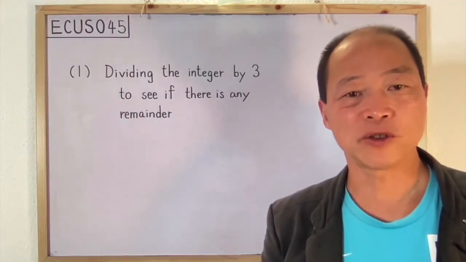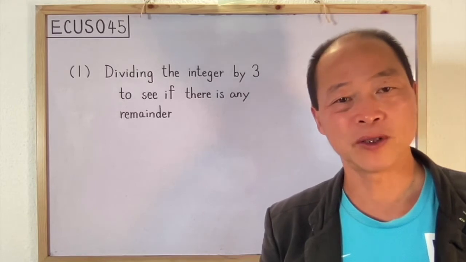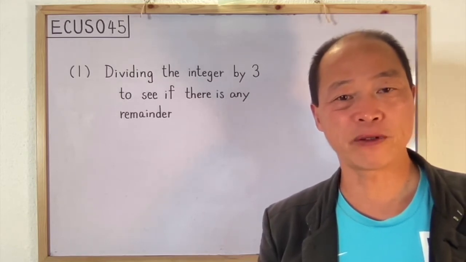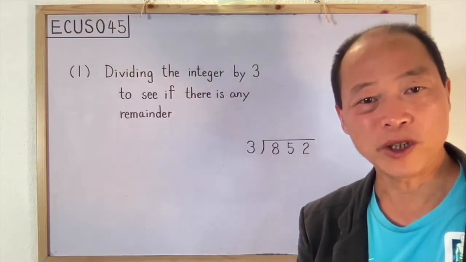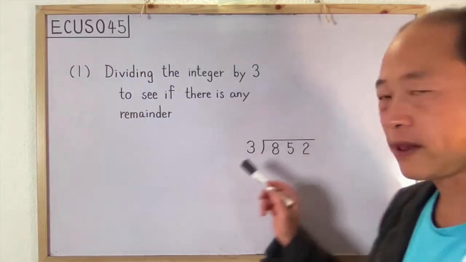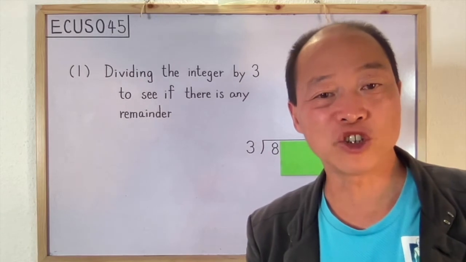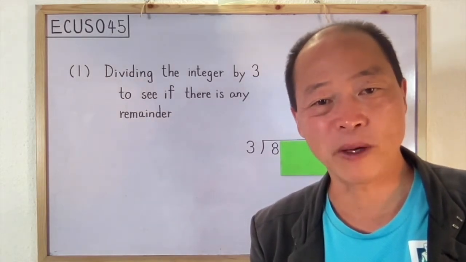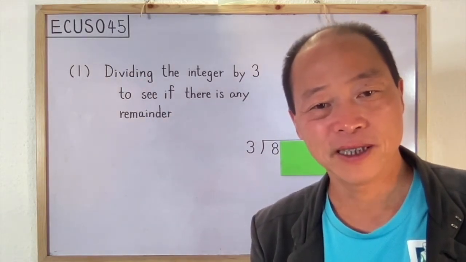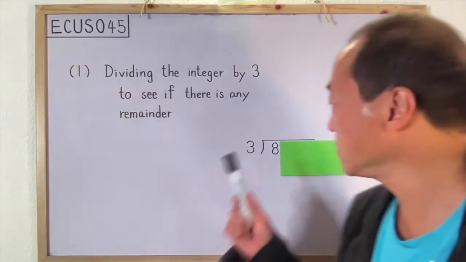Let's take 852 as an example. Let's see if it is a multiple of 3 or not. We are going to divide 852 by 3. Let's see how we work it out. For long division, we always start with the leftmost digit. In this number, it is 8.